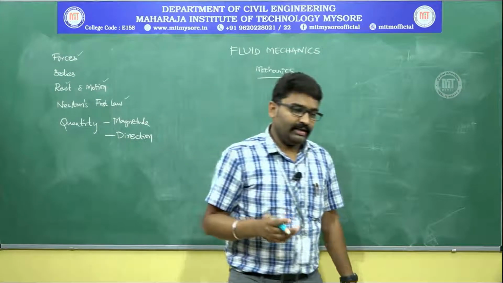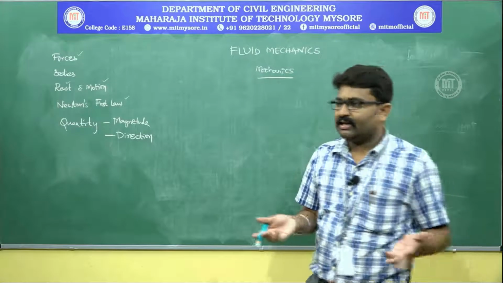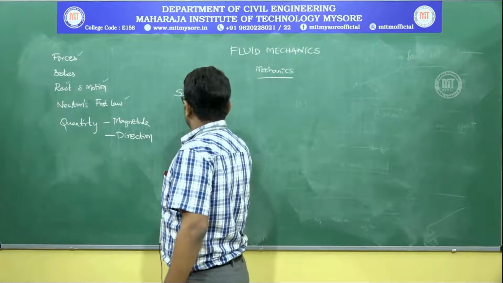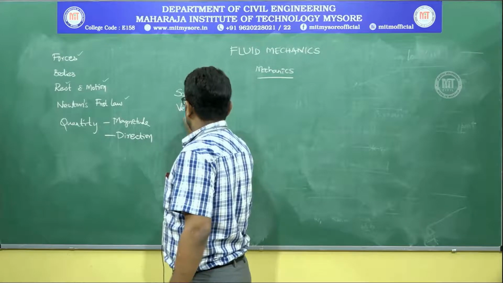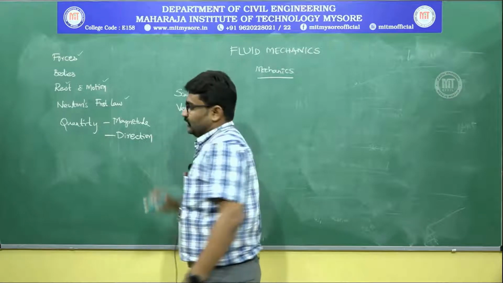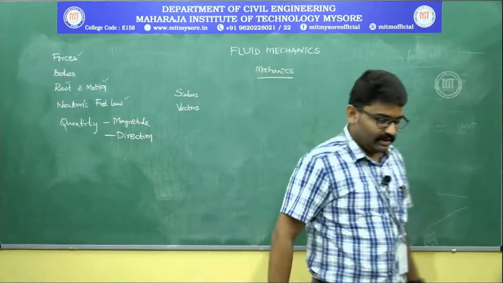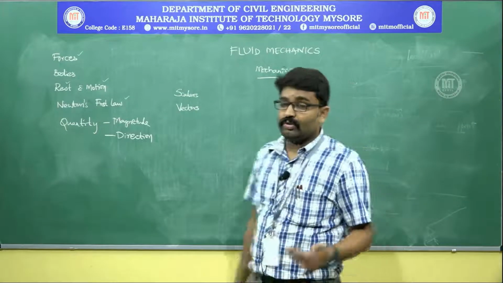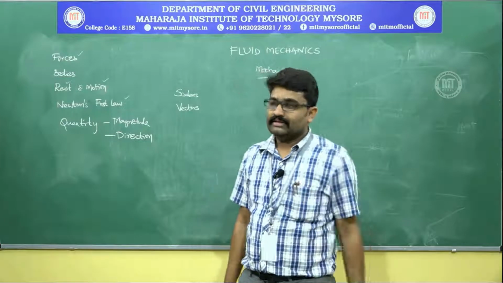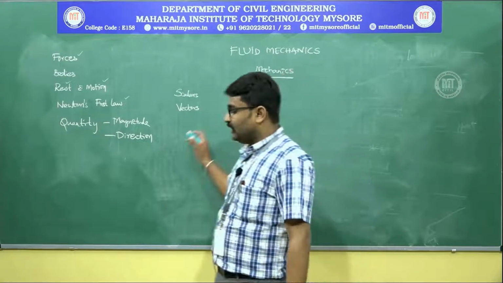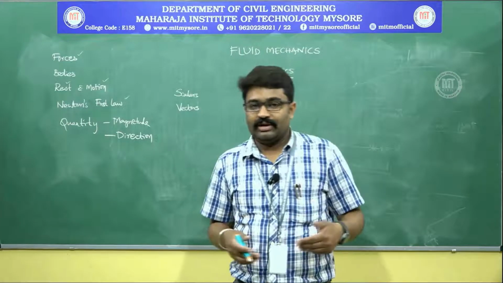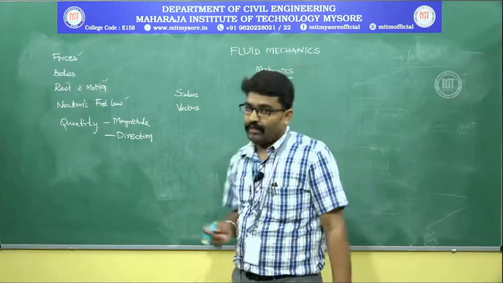What is a quantity? Anything that can be measured is a quantity. How do we quantify? So you have two classifications, scalars and vectors. What is a scalar quantity? Any quantity that requires only magnitude to represent them are called scalars. Then what are vectors? A quantity which requires both magnitude and direction to represent them are called vectors.